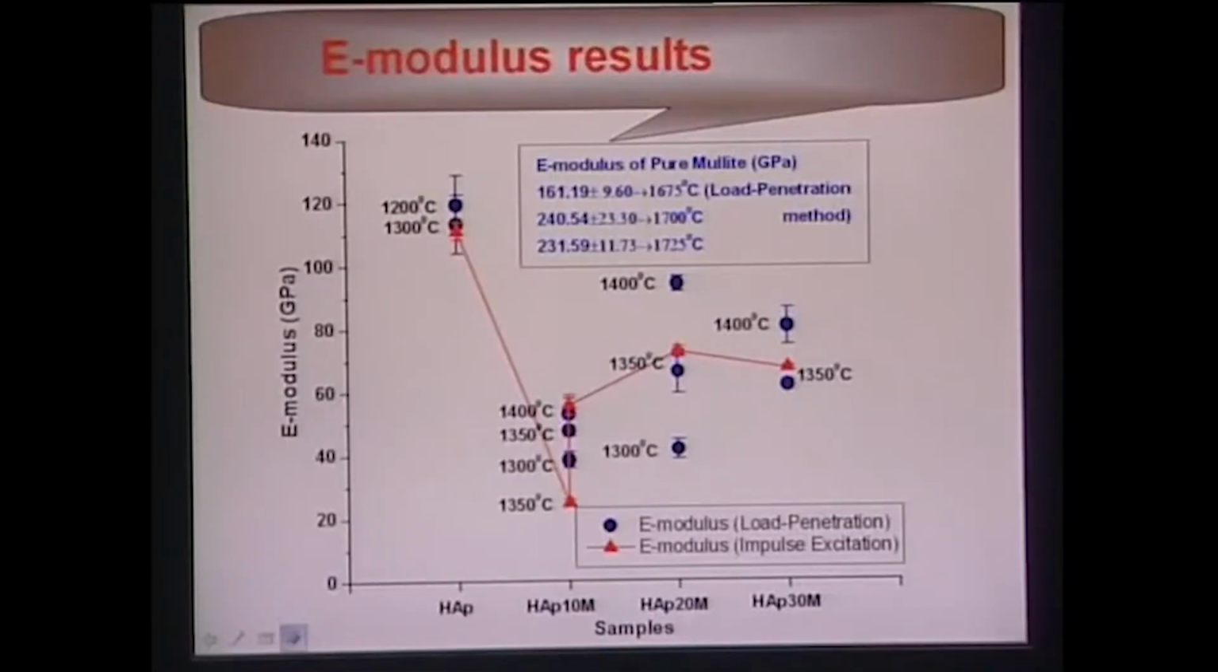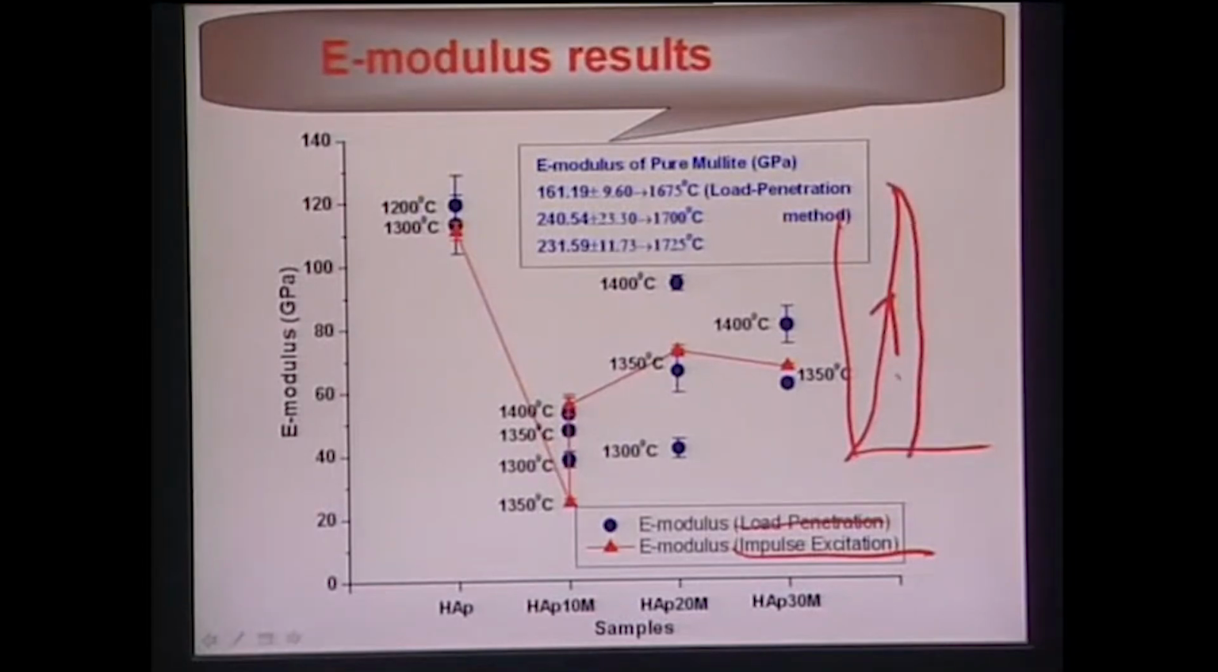Now elastic modulus can be measured in two ways. One is load penetration and one is impulse excitation. Load penetration means you take a micro indent, this is the loading curve, and your unloading curve will be like this. From the slope of the initial phase of this unloading curve, you get the elastic modulus. Now this is the load and this is your penetration depth, that is h. So from that you can find out what the elastic modulus of these materials is.